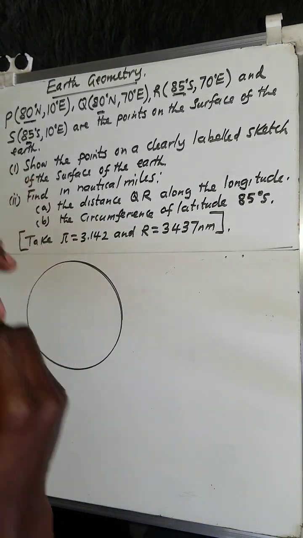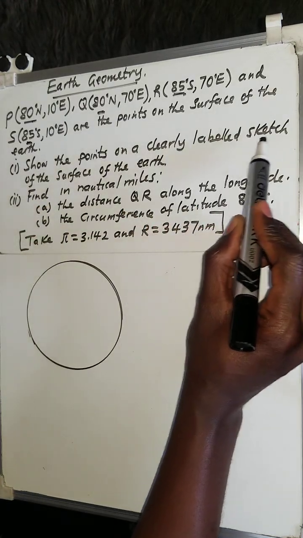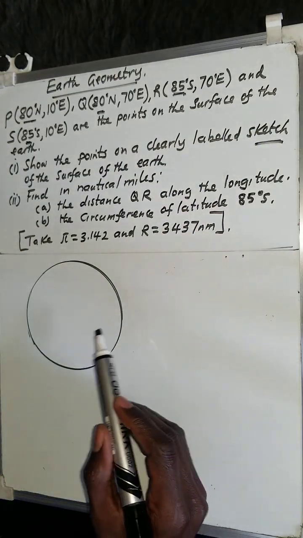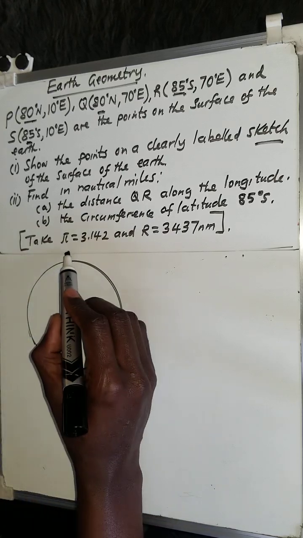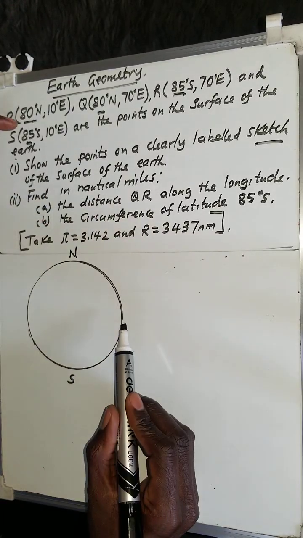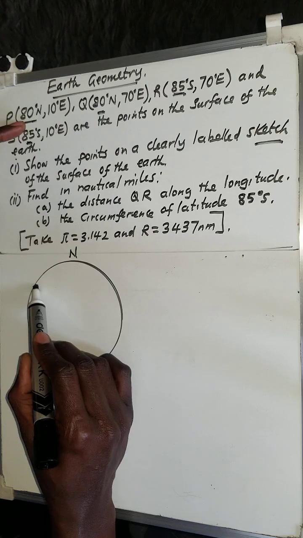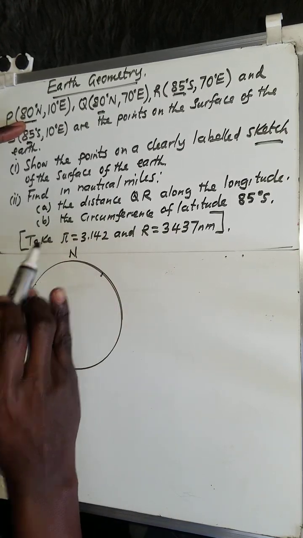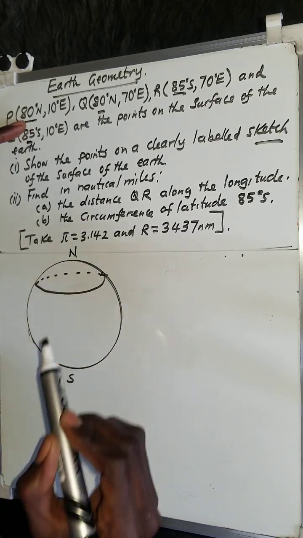Now, Roman 1 in the question says to show the points on a clearly labeled sketch of the surface of the Earth. So it's a sketch. It's not something that should be accurate, it is just a sketch. So, of course, I'm going to draw a circle representing the Earth. That is the North Pole, and that is representing the South Pole. Since I have the latitude 80 degrees north, I'm going to draw it 80 degrees to the north. So that is my latitude 80 degrees to the north.